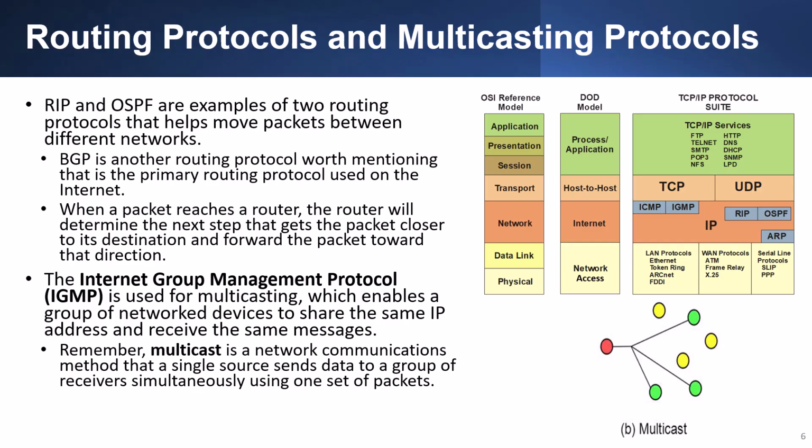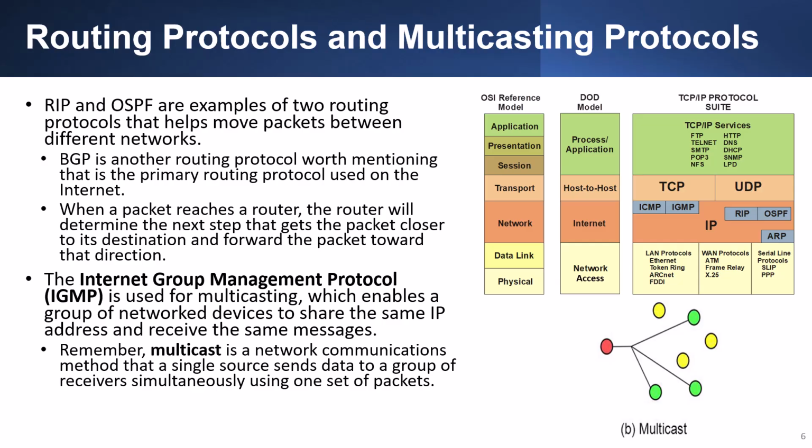RIP and OSPF are examples of two routing protocols that help move packets between different networks. BGP is another routing protocol worth mentioning that is the primary routing protocol used on the internet. When a packet reaches a router, the router will determine the next step that gets the packet closer to its destination and forwards the packet in that direction.